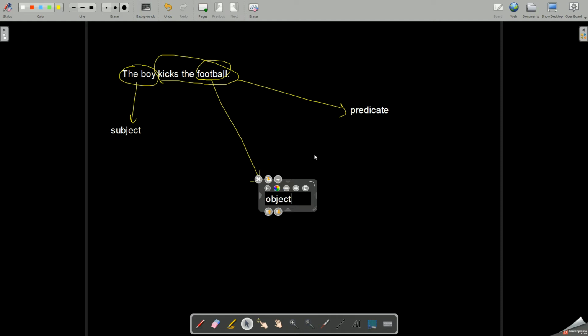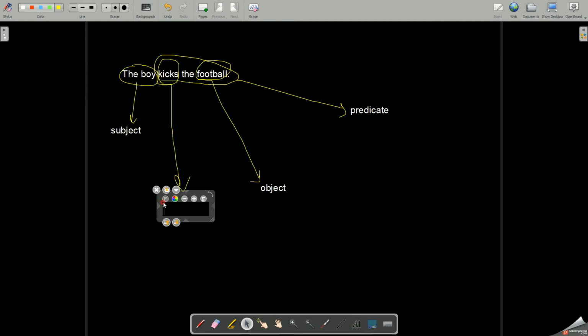Because this is the object, hence there has to be a word which connects the subject and the object, that is kicks. So this kicks is what? It is your verb. Now you can see that the action kicks moves from the subject to the object. The boy kicks what? The boy kicks the football.